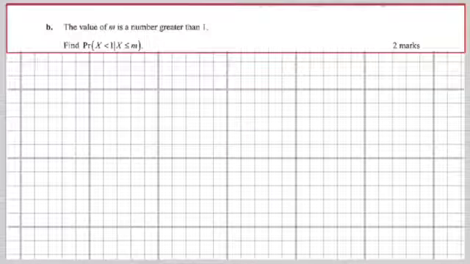Now what have we got to do now? The value of m is a number greater than 1. Well, thanks for telling us that. We'll work out the significance of that in a minute, I think.